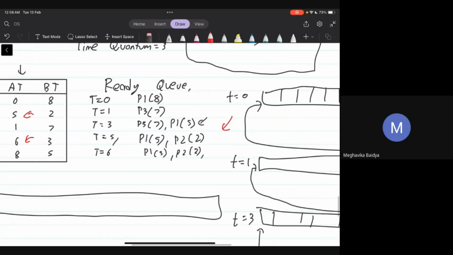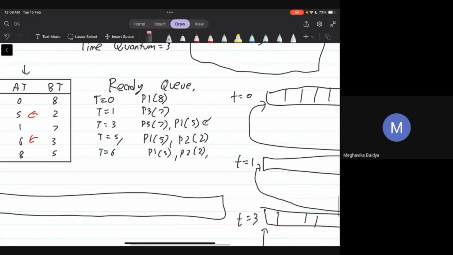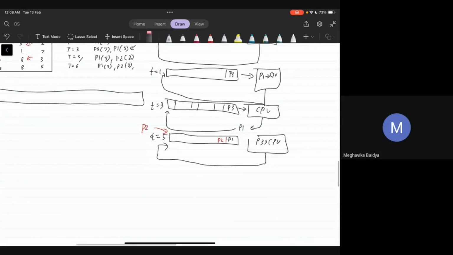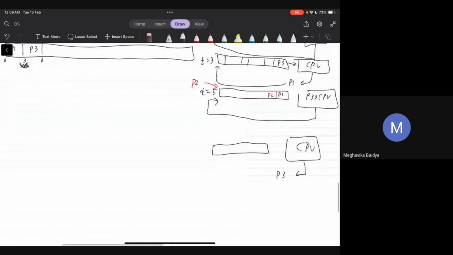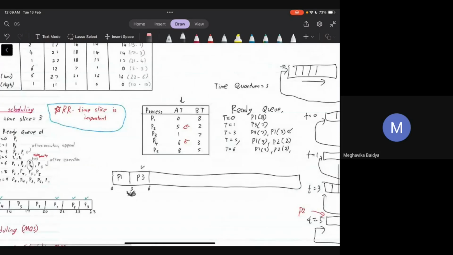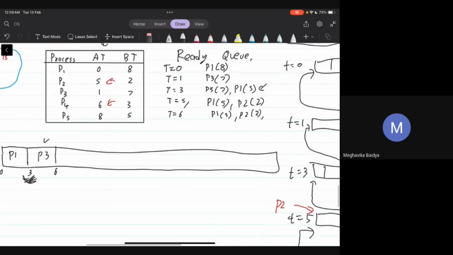I'll draw the same thing, the queue and the CPU. Suppose this is the queue and this is the CPU. What was executing at t equals 5? P3 was executing, right? So it has to come back from the CPU to the queue, and the queue has P1 and P2. But then from outside, we are getting one more process, which is P4, a new process.